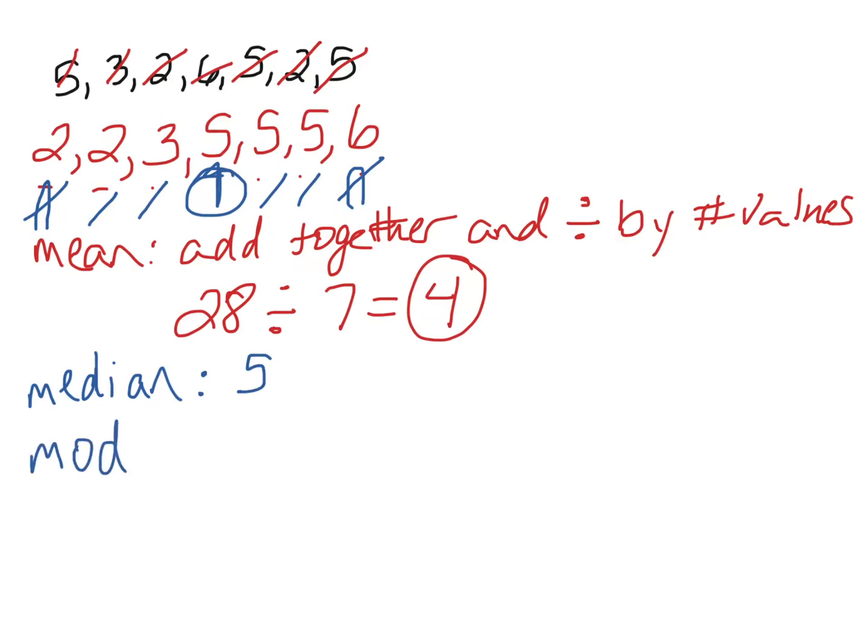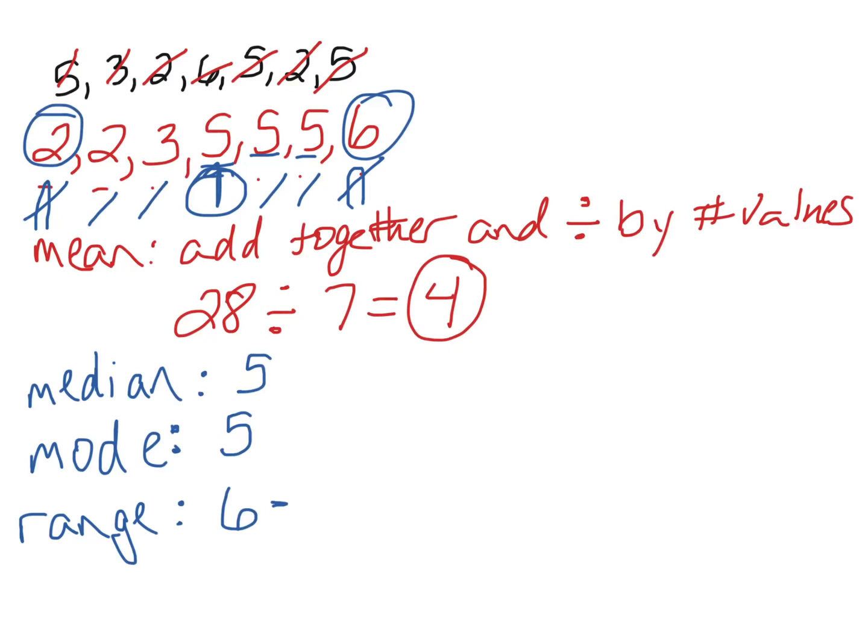And then the mode is our most often, and the number that we have the most of is 5, because we have 3 of them, 1, 2, 3. And then we can also find the range, which is a measure of variability, not a measure of central tendency, but we take our biggest number, 6, and we subtract our smallest number, 2, and so our range is 4. So that's how we find that.